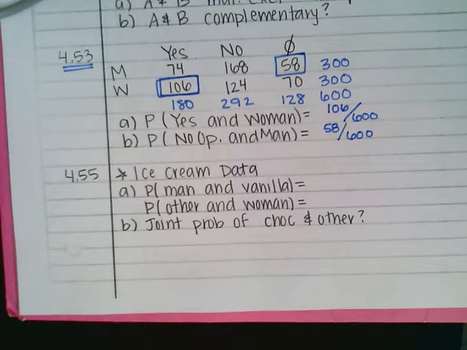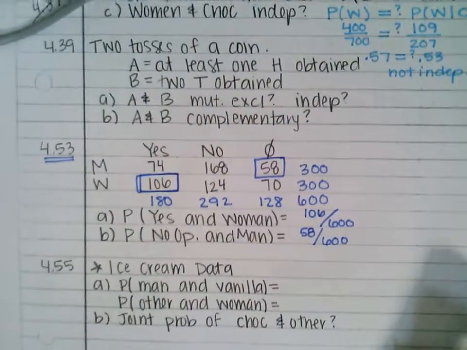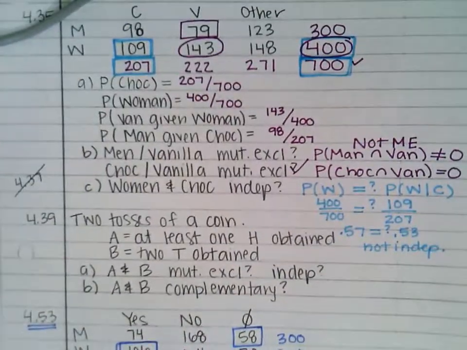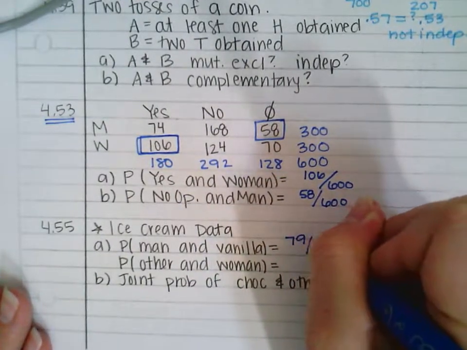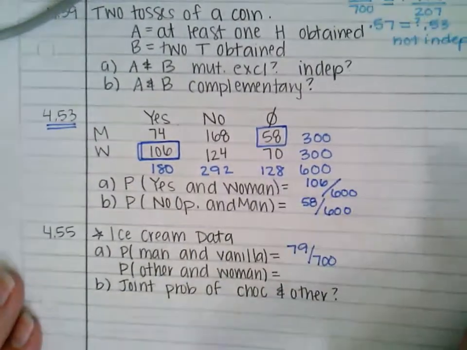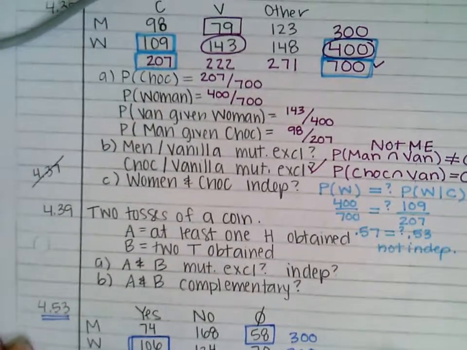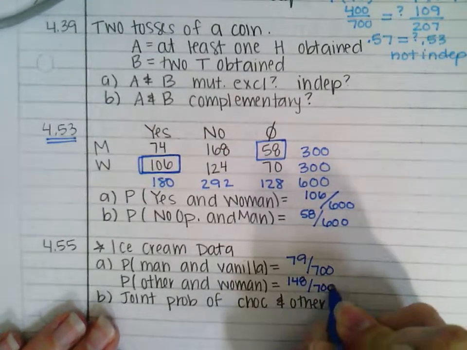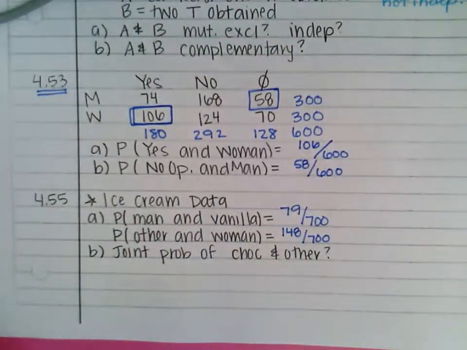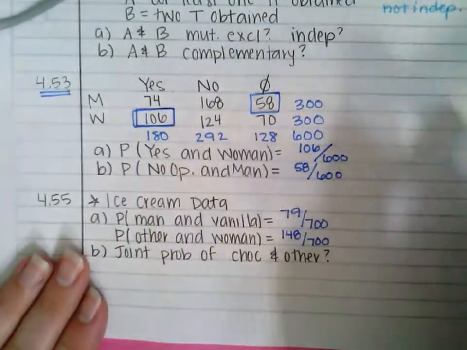For the ice cream data that we had up above, just to go back through that, man and vanilla would be 79 out of 700. Other and woman would be 148 out of 700. You have to make sure that they quantify both. Anytime that's the and, it's the joint probability, and it has to be in both of those. It's like in the cross section of the two.